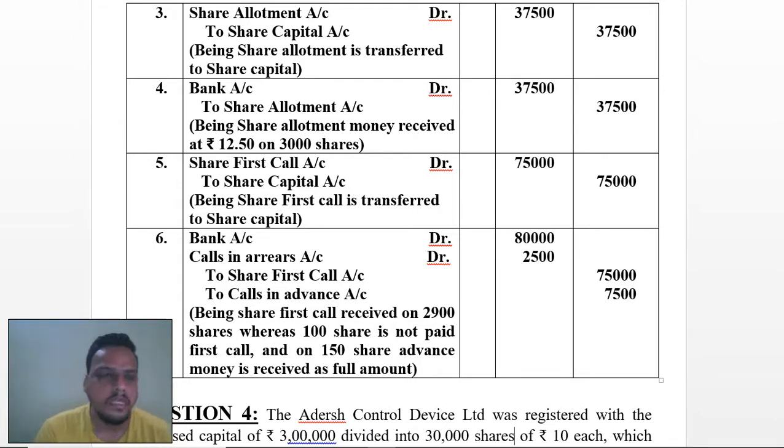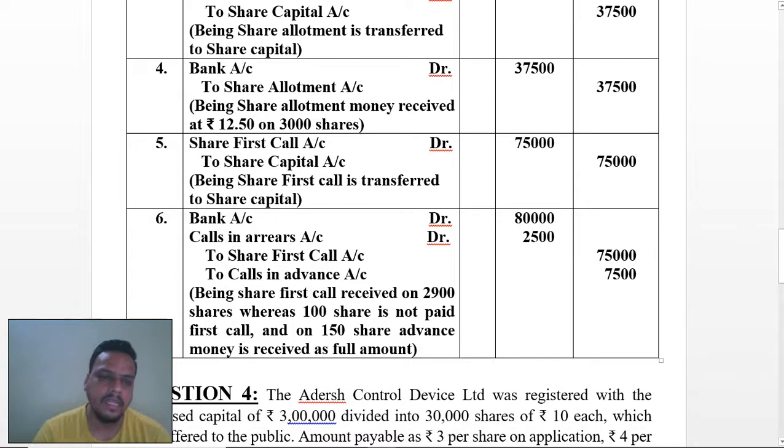Out of that, in 100 shares, calls in arrears has occurred. So 100 into 25, 2,500, is calls in arrears. Then you receive the first and final first call itself. The share first call will be 75,000. It has to be mentioned like that only. And then the calls in advance, which has been paid by the 150 shareholder in advance for full settlement, has to be mentioned over here.